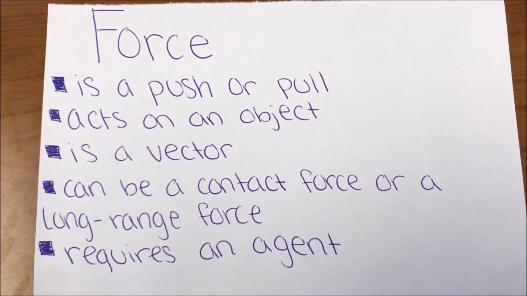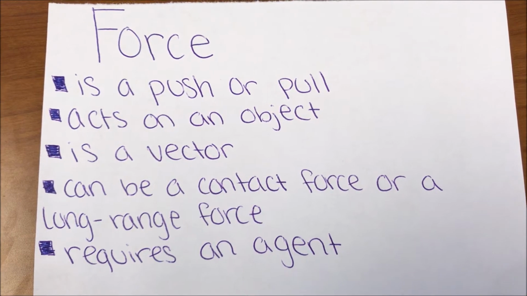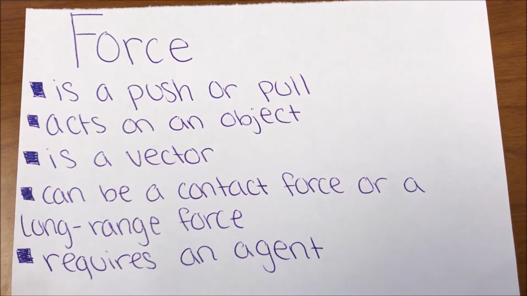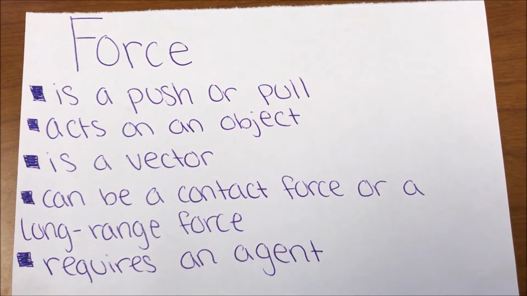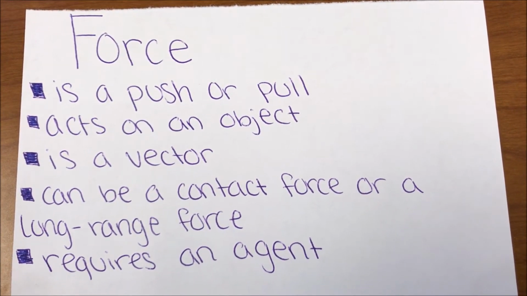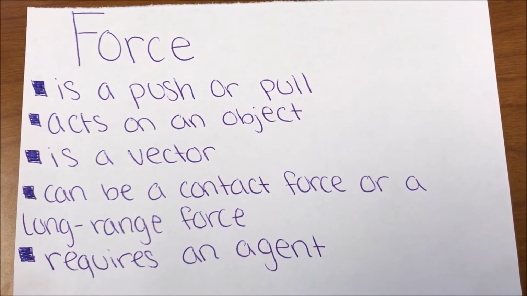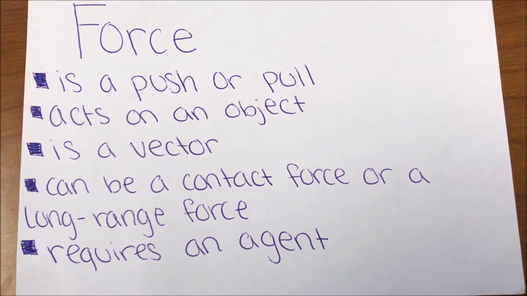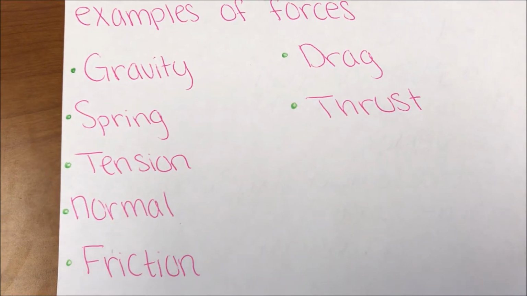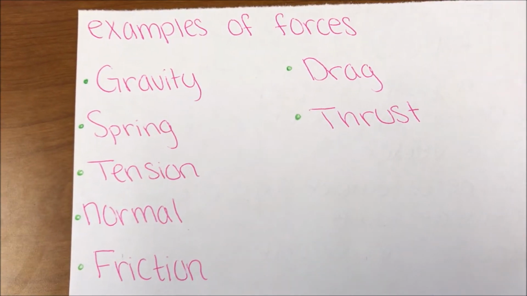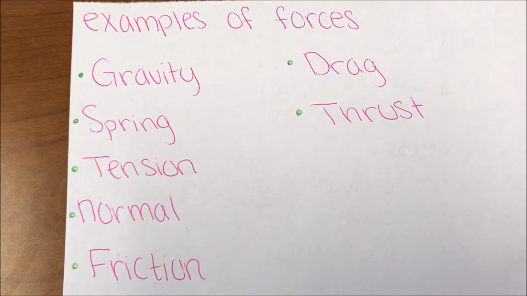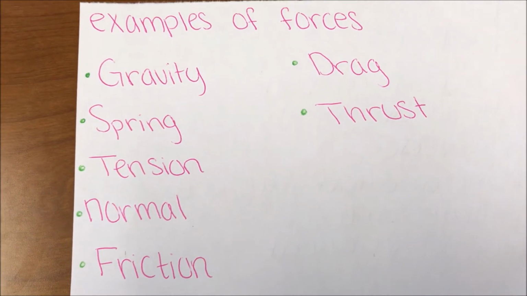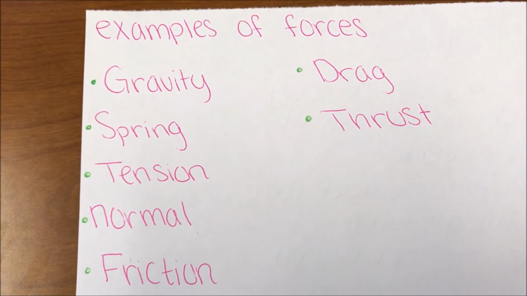Contact forces are forces that act on an object by touching. A soccer ball must be hit by your foot in order to move. A long-range force is a force that acts on an object without physical touch, like a raindrop being pulled to the earth by gravity. Net force is the sum of all forces that are acting on an object. Some examples of forces we'll be looking at throughout this chapter are gravity, spring, tension, normal, friction, drag, and thrust.